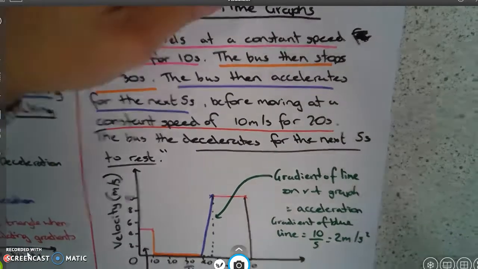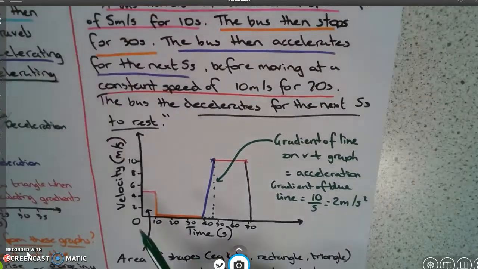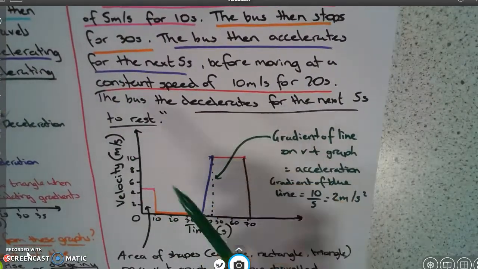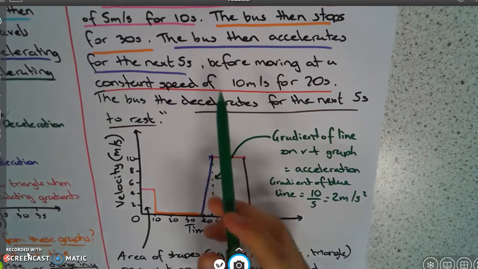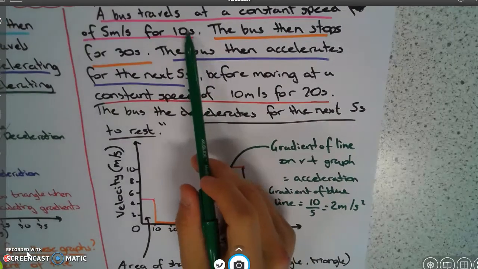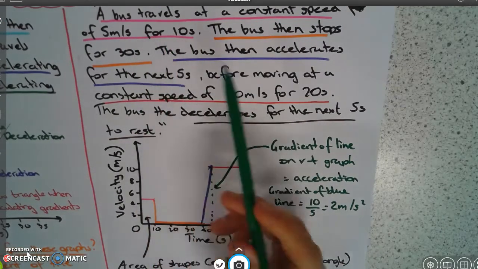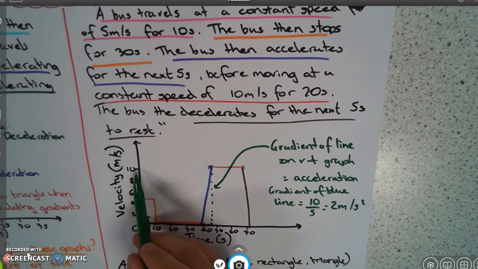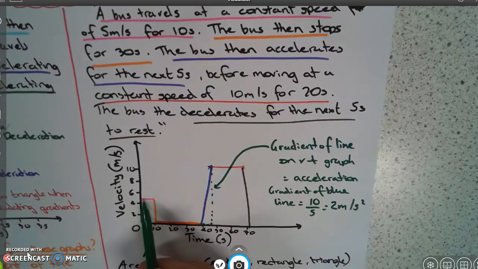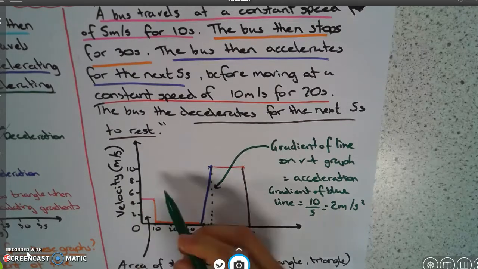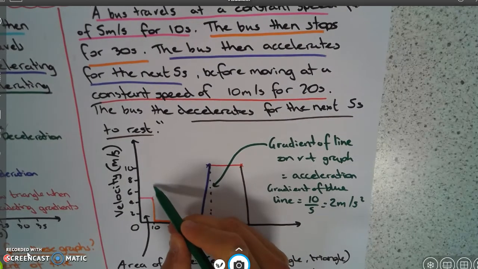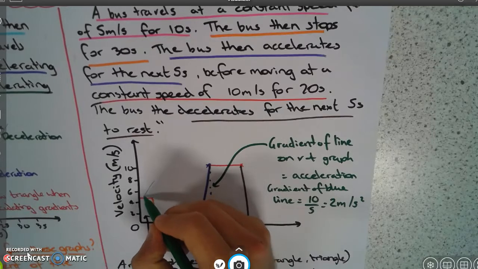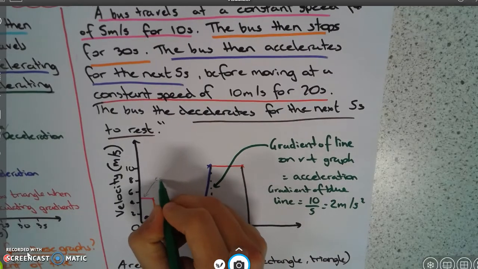Well, what does that look like on our velocity time graph? Here we've got velocity on the y-axis, and we've got time on the x-axis. In that first sentence, a bus travels at a constant speed of 5 meters per second for 10 seconds. It actually just looks like this. Here you can see the velocity axis goes up by 2, 4, 6, 8, 10. So if you go to 5, it travels at 5 meters per second for the first 10 seconds. So a straight horizontal line on a velocity time graph means constant speed.